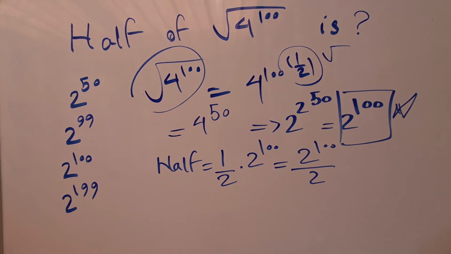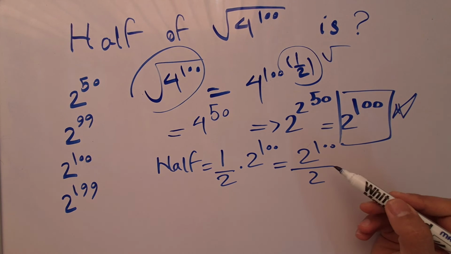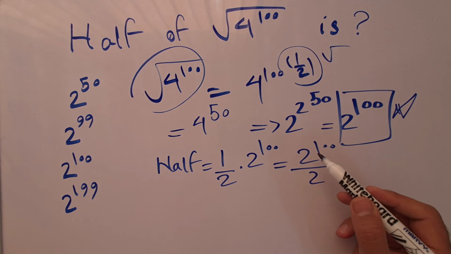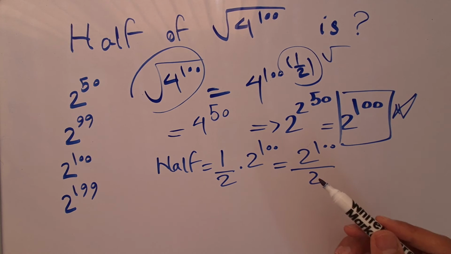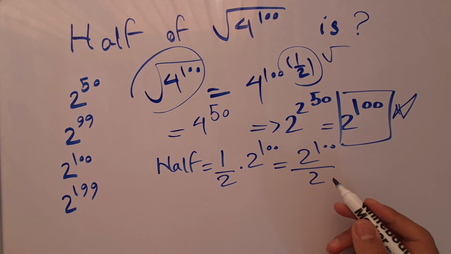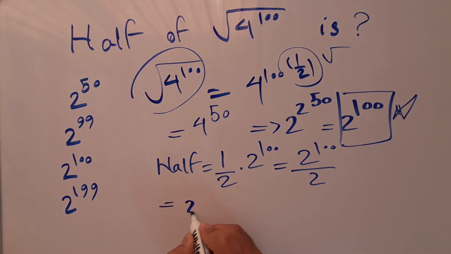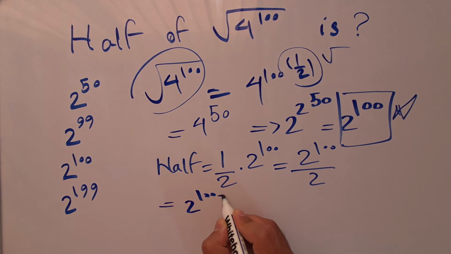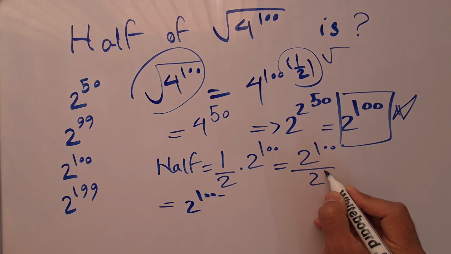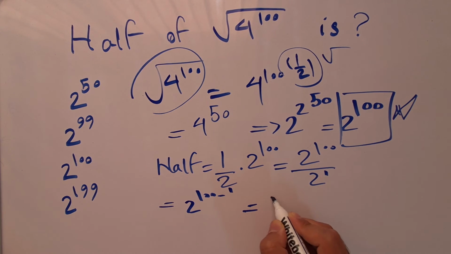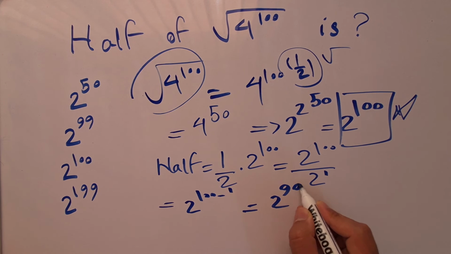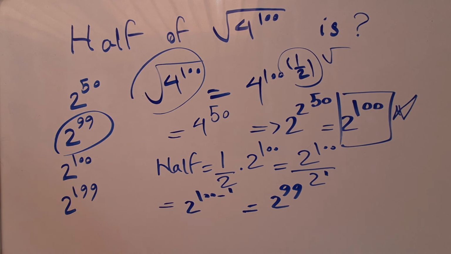Again, we have another rule in exponents. Whenever we have a division of two exponents with the same bases, we can just subtract the exponents, and that's called the quotient rule of exponents. So here it is 2 to the power of 100 minus 2 to the power of 1, which is 2 to the power of 99, and the second option is our answer.